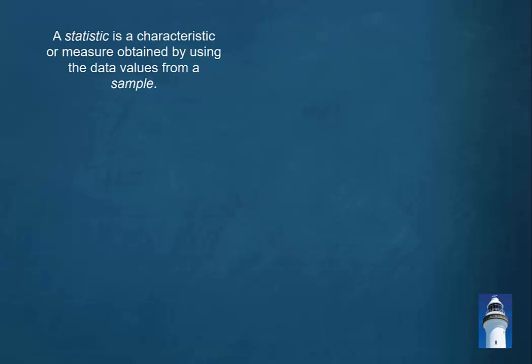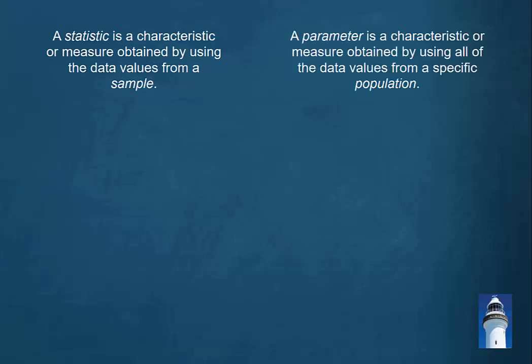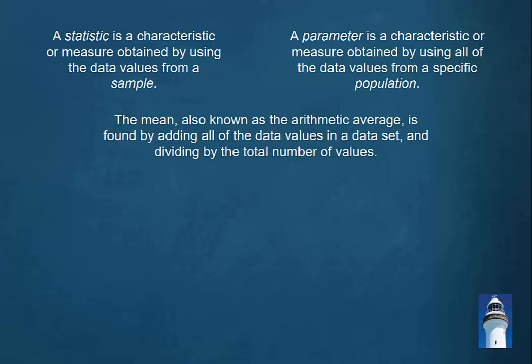A statistic is a characteristic or measure obtained by using the data values from a sample. A parameter is a characteristic or measure obtained by using all of the data values from a specific population. The mean, also known as the arithmetic average, is found by adding all of the data values in a dataset and dividing by the total number of values.